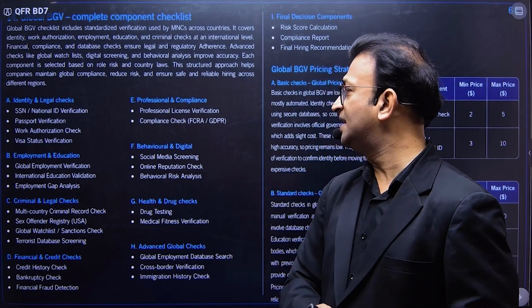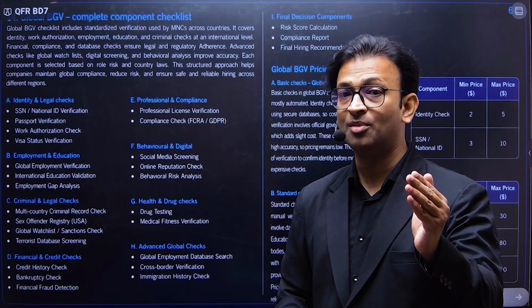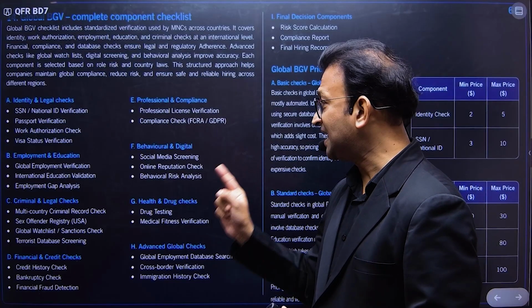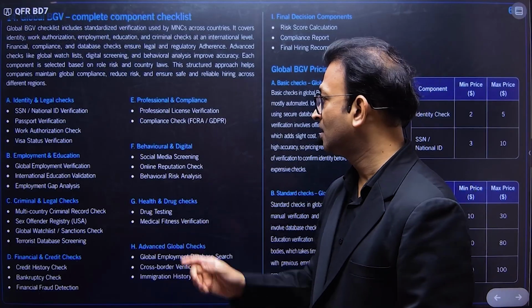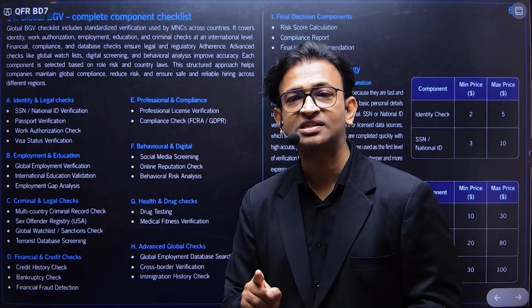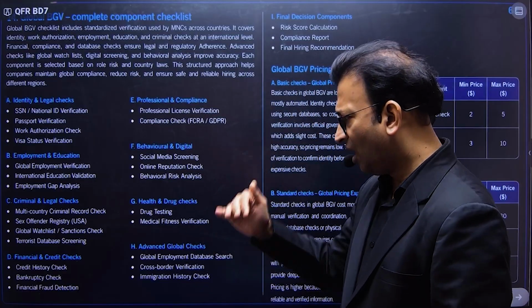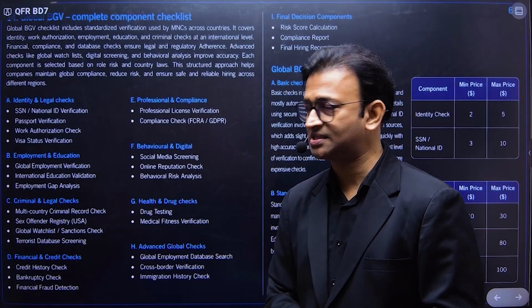C, criminal and legal checks, by far the most important part if you're applying for a job abroad. Multi-country criminal record check, sex offender registry, which is in the United States of America, global watch list, sanctions check, and terrorist database screening. After that, let's move on to financial and credit checks.